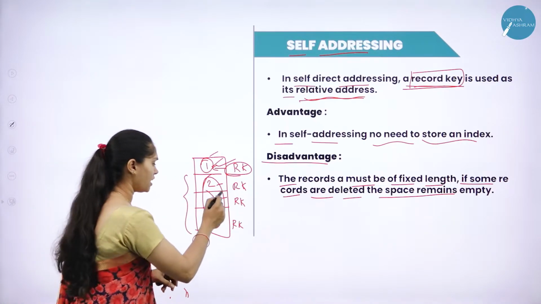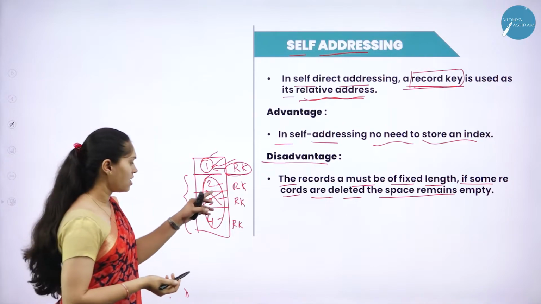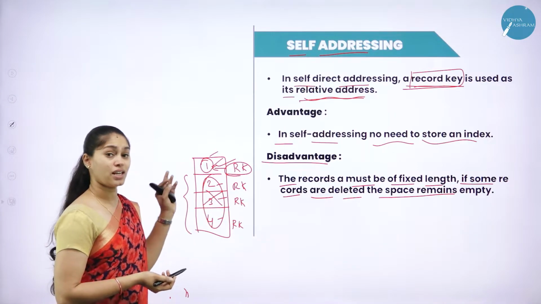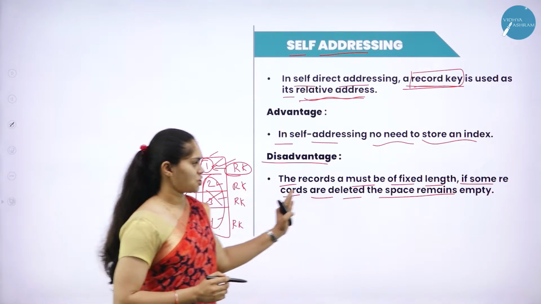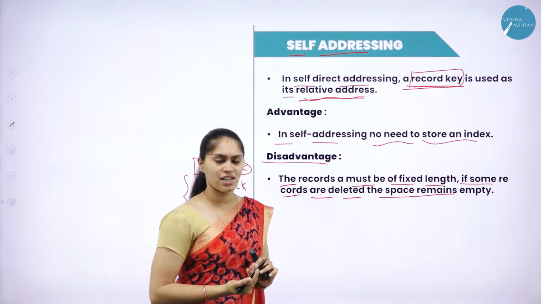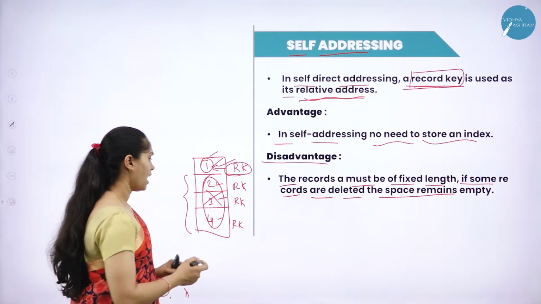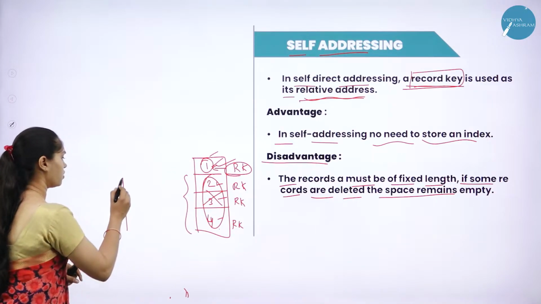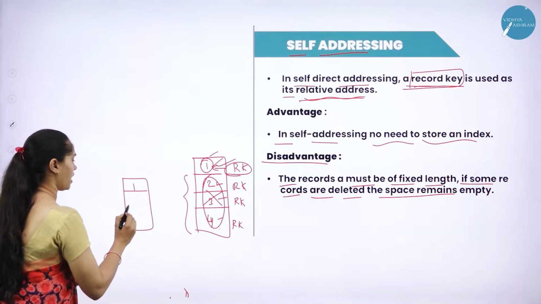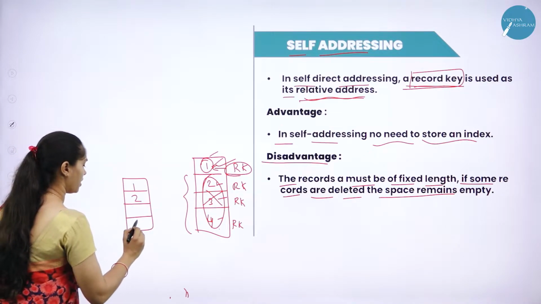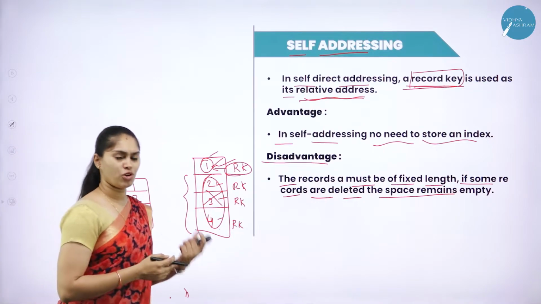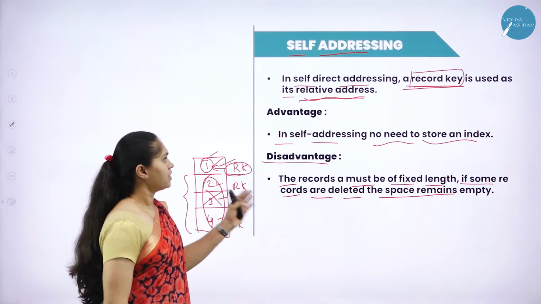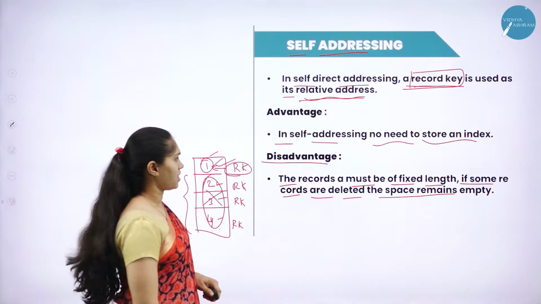So if I delete the content of the third index, at that time the memory utilization is not going to be managed well, so that it becomes empty. How will it look? We have 1, we have 2 and we have 4, and this remains empty. At that time, proper memory utilization will not take place in the self-addressing.